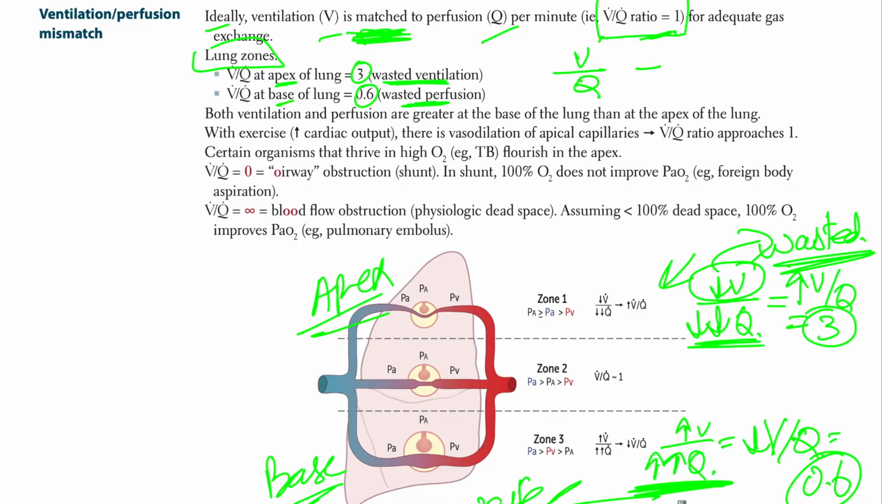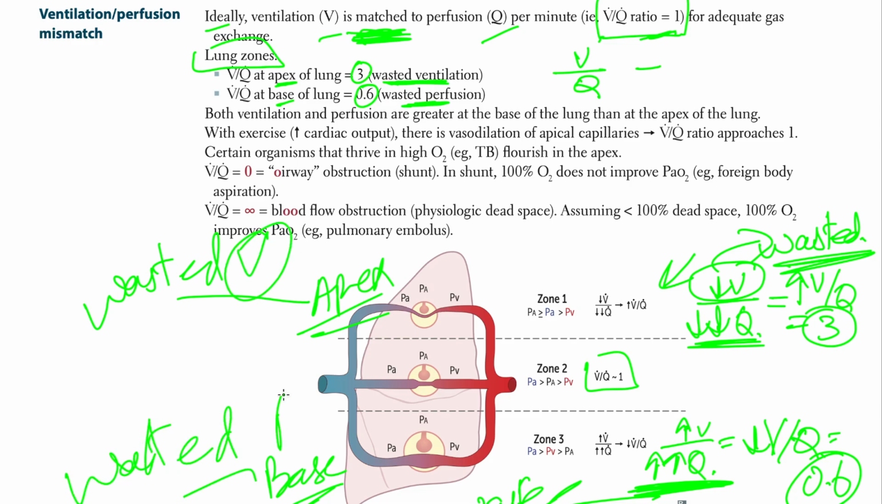The perfect is zone 2, where your V/Q is approximately 1. And that's the perfect. So you just have to rote memorize somehow that the apex has wasted ventilation and the base has wasted perfusion. Actually, Q is perfusion, yes. And this middle zone, zone 2, is perfect, almost perfect, because it has matched. This is the ideal situation.